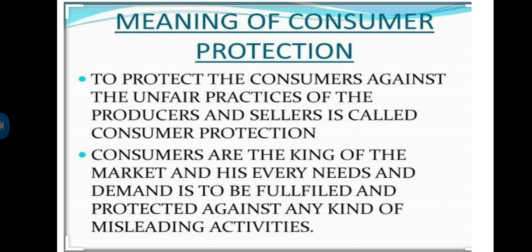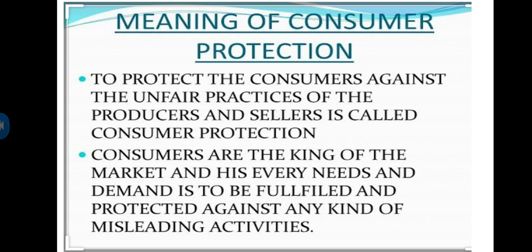Meaning of consumer protection. What is the meaning of consumer protection? To protect the consumers against the unfair practices of producers and sellers is called consumer protection. Unfair practices are such as black marketing, high prices in shops, and artificial scarcity. There are so many goods in the market, but some businessmen create artificial scarcity for price rise. That means because of the artificial scarcity, the price of these commodities automatically rises or increases.